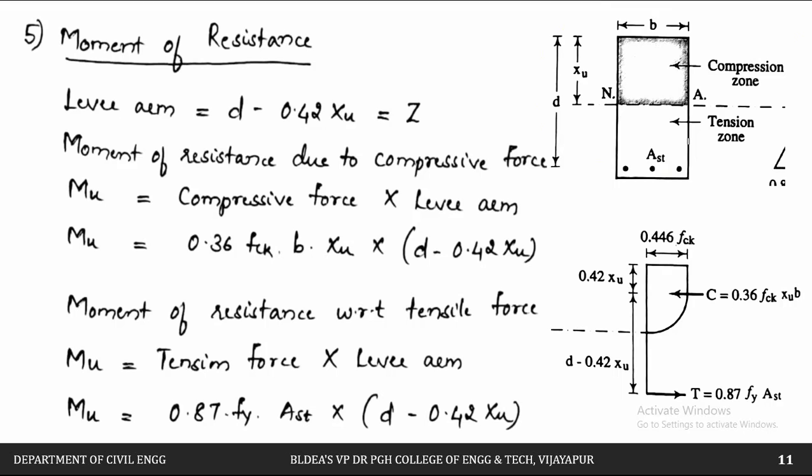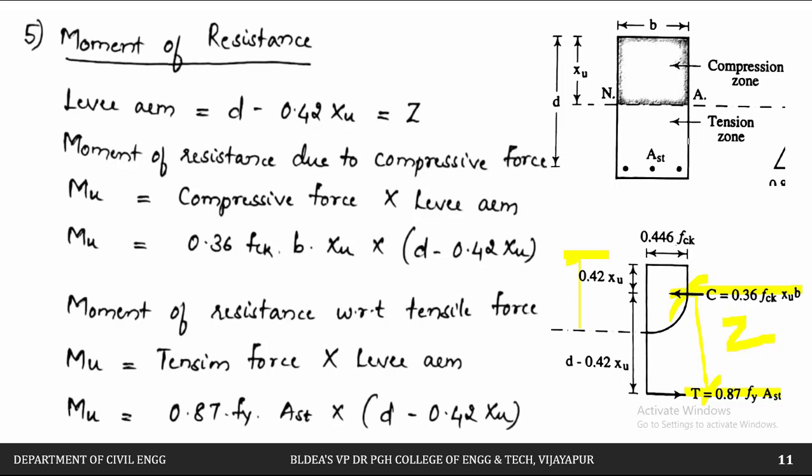Already we have seen this moment. To calculate the moment of resistance, we calculate it either due to the compressive force or due to the tensile force. Let us see the lever arm. The lever arm is nothing but the distance between the compressive force and the tensile force. This is the compressive force, and this is the tensile force. The distance between these two forces is the lever arm, that is Z.